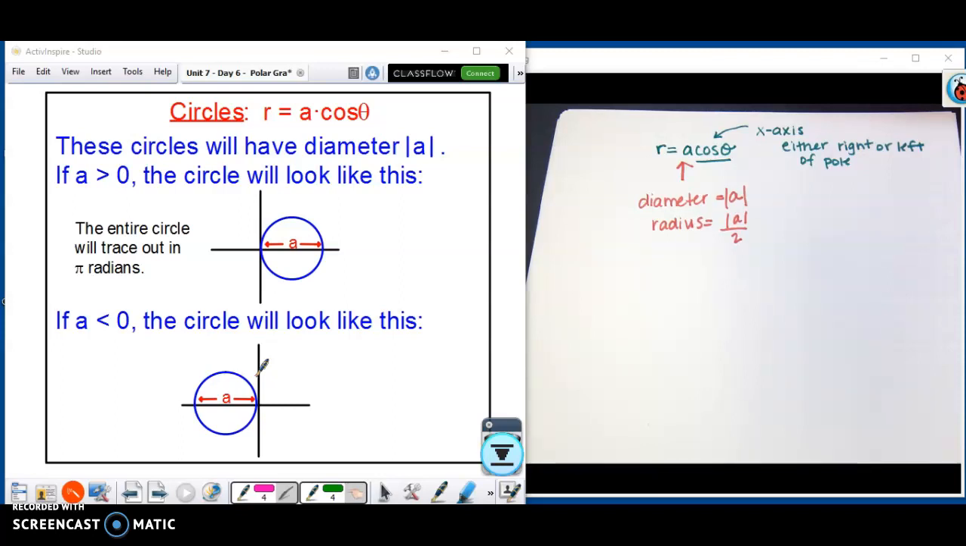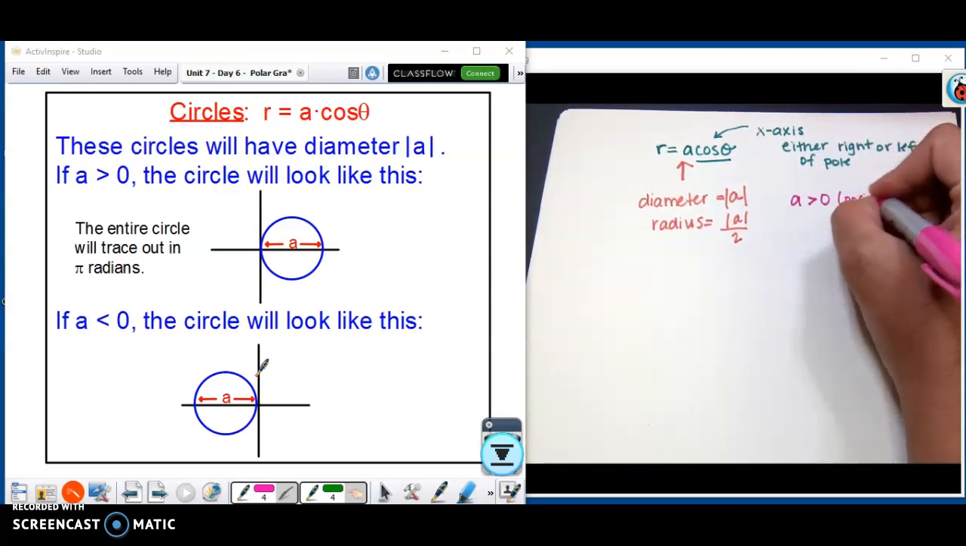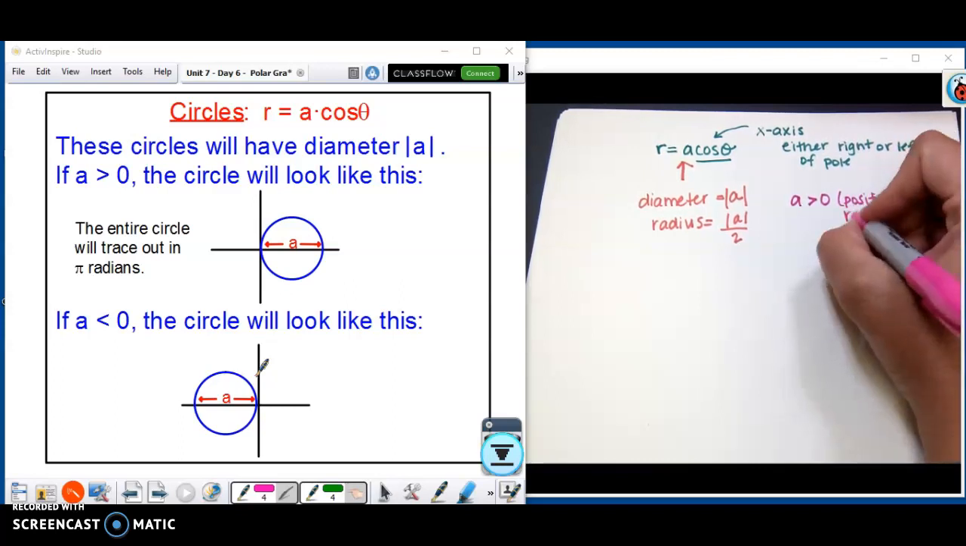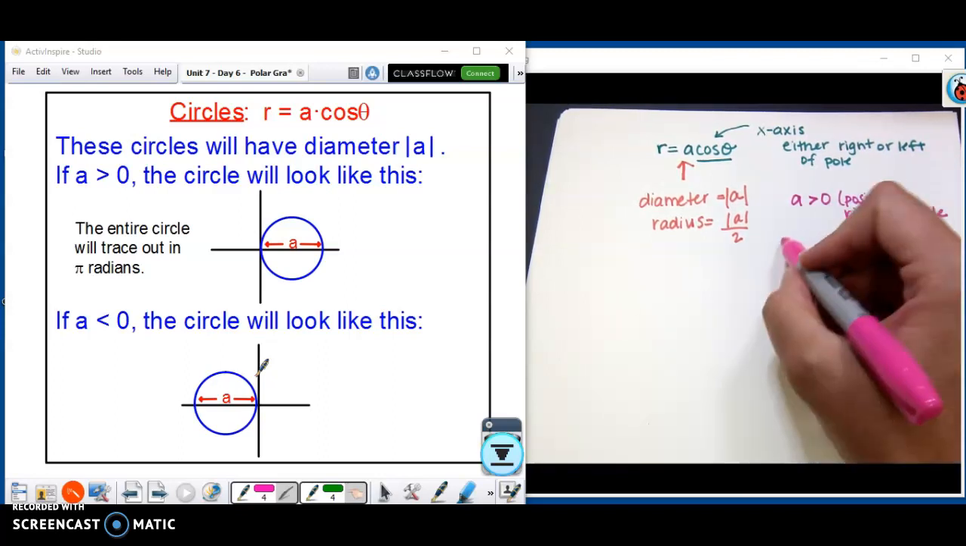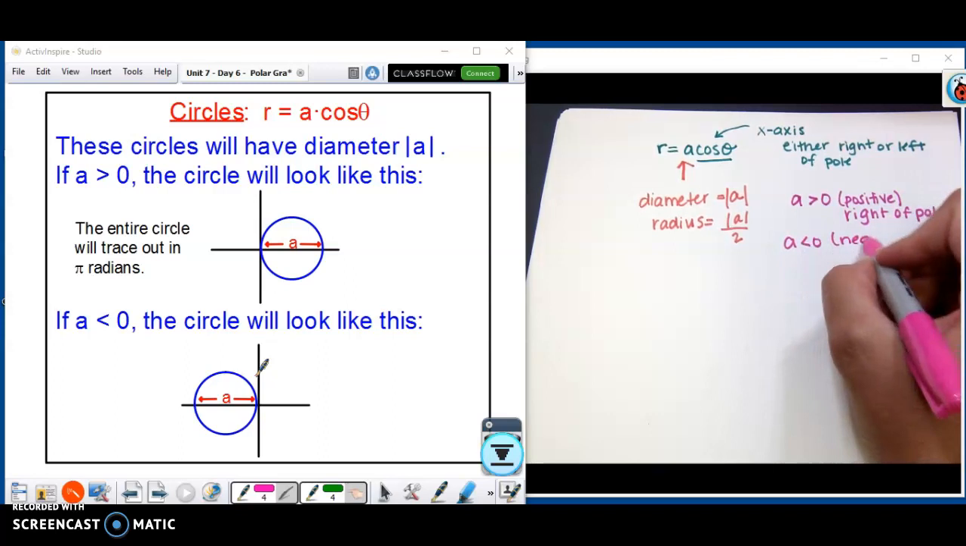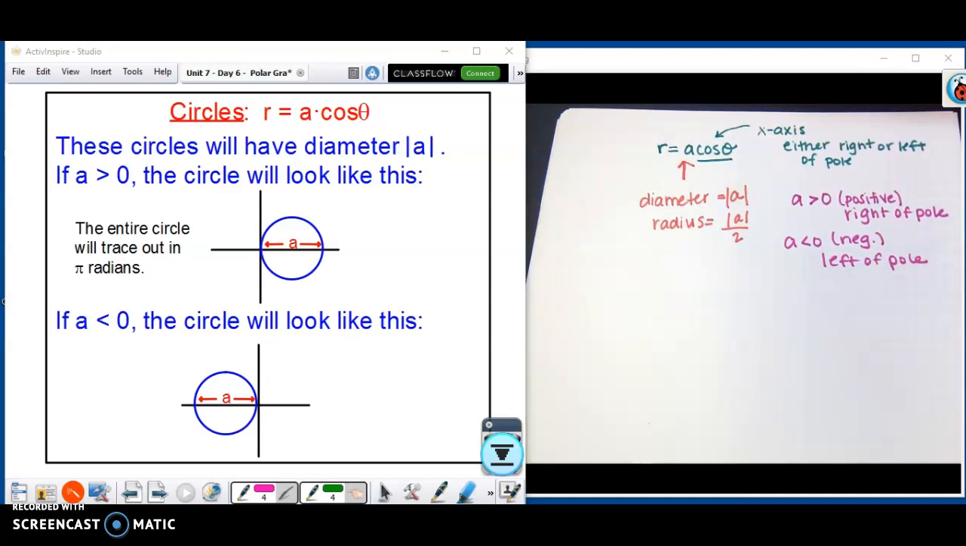So to tell if it's going right or left, if your a value is a positive number, then that means it's going to be on the right of the pole. If that a value is a negative number, then your circle is going to be located on the left of the pole. Okay, so cosine tells you left or right, positive tells you right, negative tells you left, and whatever the absolute value of this a value is, that tells you what the diameter of the circle is. So when we go to graph these, if we know it's on the right of the pole, we're going to count over the diameter spaces, and then we can just draw in our circle.